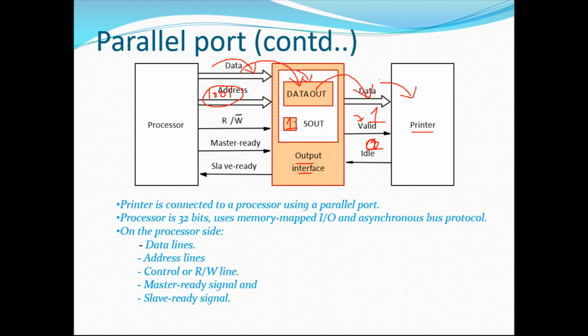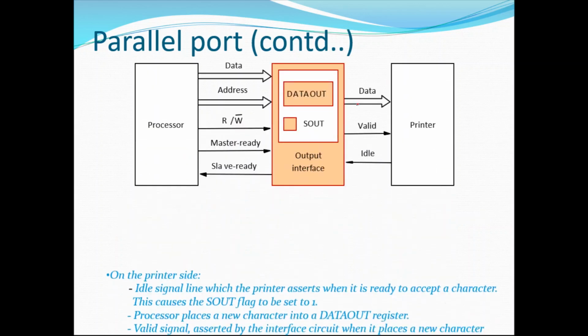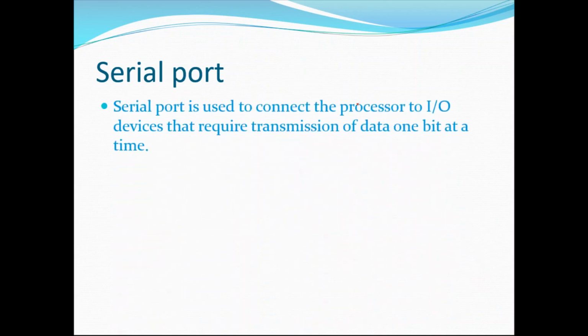Once again S out will be set to 0, which means the printer is busy, so the processor will not send anything now. Once the printing is completed, the idle will go to 1 again, and if some other print job is there, that can come. If the job is completed, then the IO interface will assert the slave ready signal, which means the job is completed. So this is how writing something to an IO device connected to the parallel port works. This is the way the parallel port works.